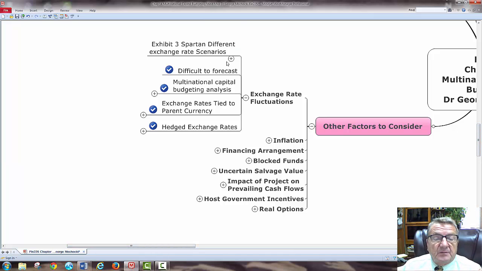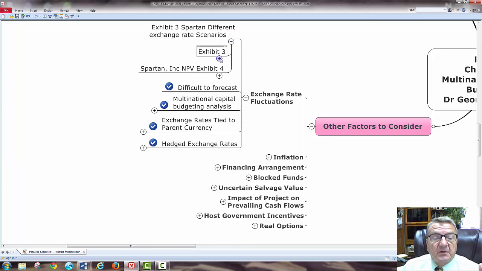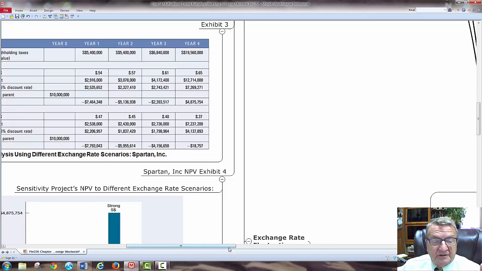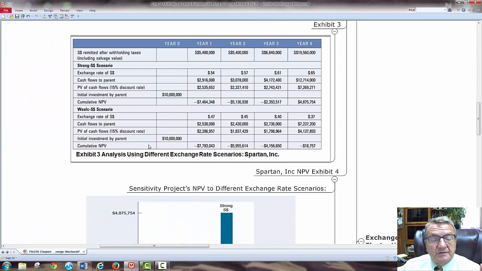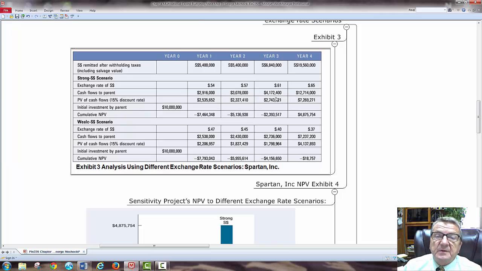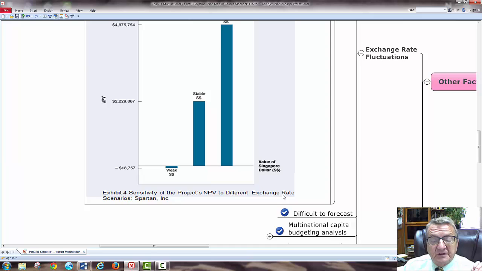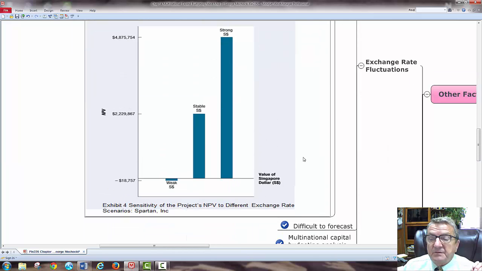Now, what about the exchange rate? I provide 3 different scenarios. Okay, so here's the exchange rate. Here's the net present value. So as the exchange rate moves, the cumulative net present value looks over the year. Strong Singapore dollars, present value of cash flow. So it's giving me that everything else was happy with the exchange rate when I'm doing my remittance. Okay, and this one here is strong, so it's telling me the value of the Singapore dollar, the sensitivity of the project's net present value to the different exchange rates. Okay, give me some information.